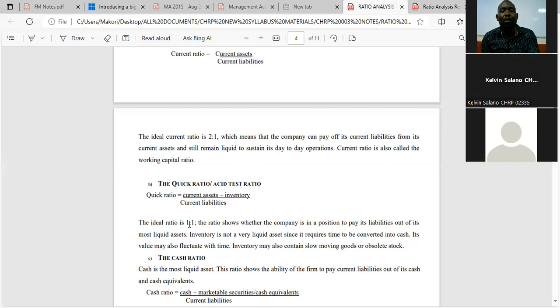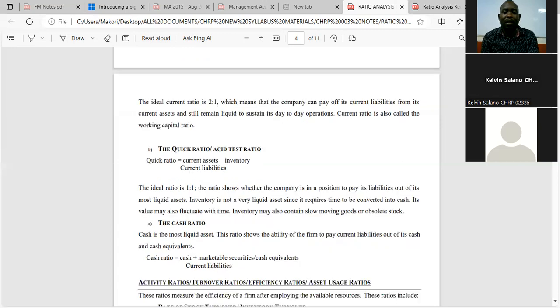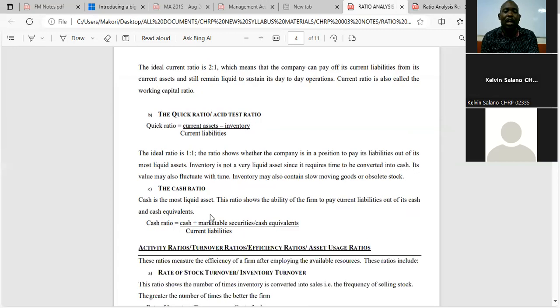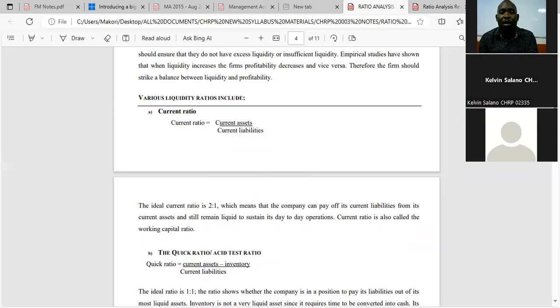Then we also have the cash ratio. It is rarely tested, but remember it is normally cash. And here cash will mean cash in hand and cash at bank, together with the cash equivalents. Cash equivalents are those items that can easily be converted into cash, including things like treasury bills. And then you divide it by the current liabilities. So you can see that for all three of them, the denominator is the current liabilities.